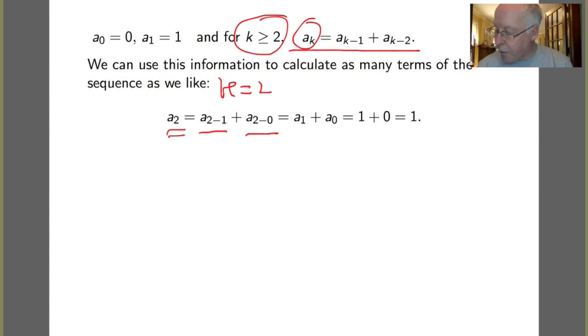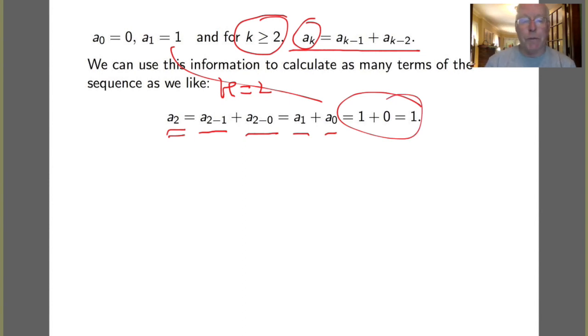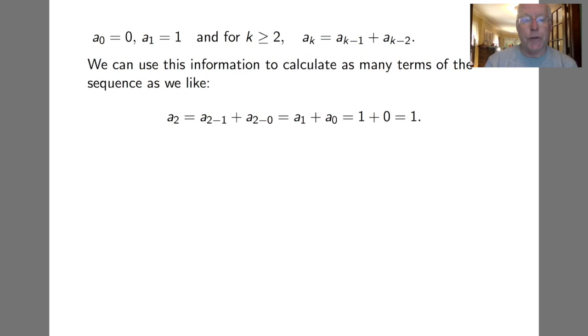In other words, a1 plus a0, and those were defined to be 1 and 0, and so a2 turns out to be 1. And you can try this for a couple more.